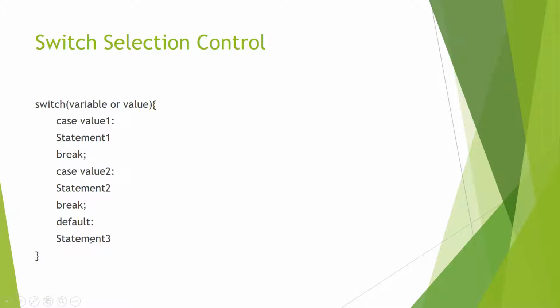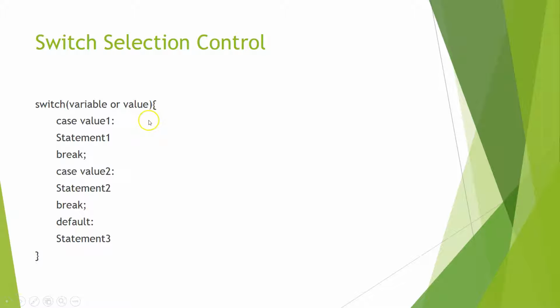How does this work? The program now is stopping at this line and says case value 1. The program here will evaluate whether this variable or value equals this value or not. If yes, it starts executing the statements inside this case until what? Until seeing a break statement, and then after this break the program will go out of this switch body.